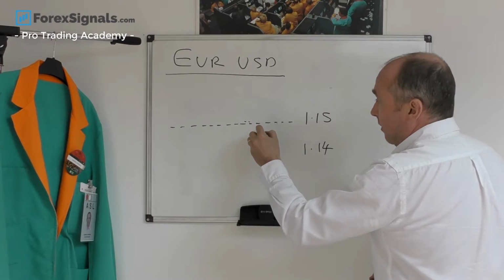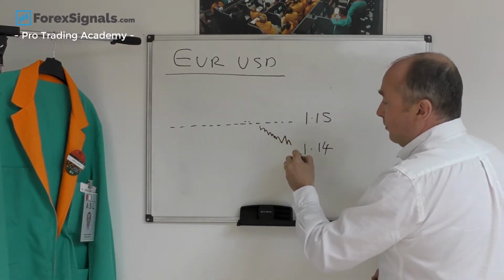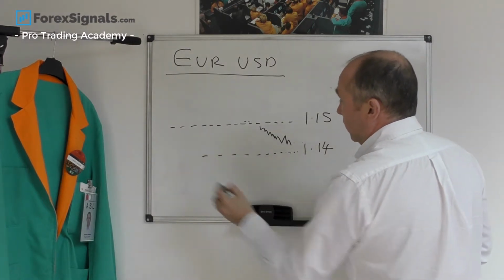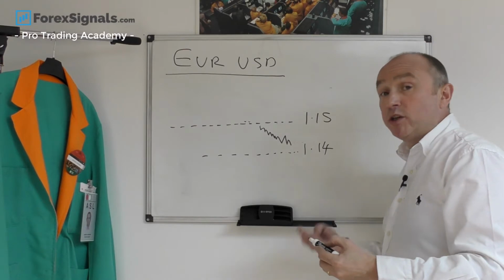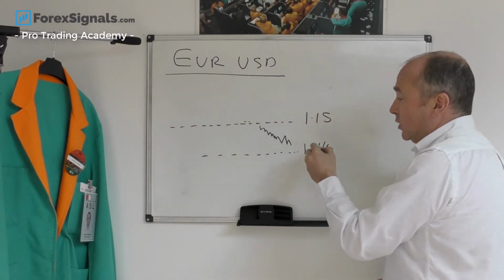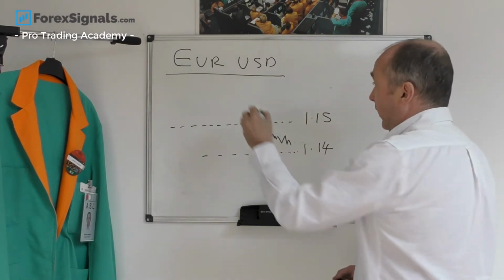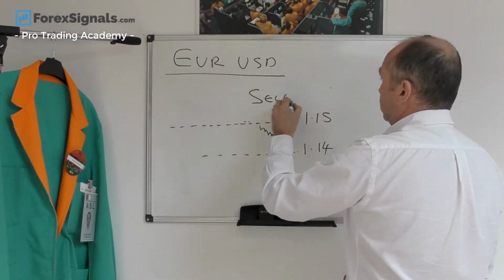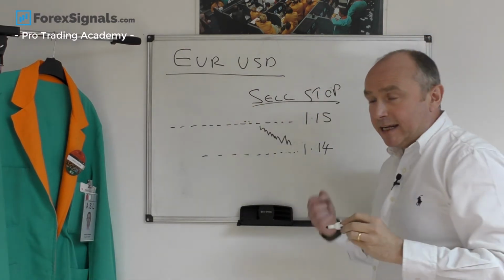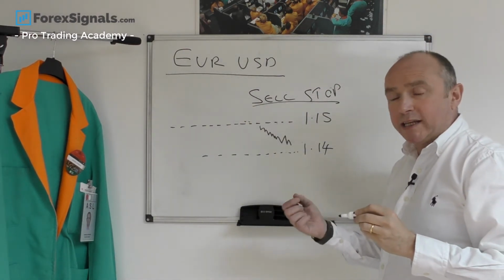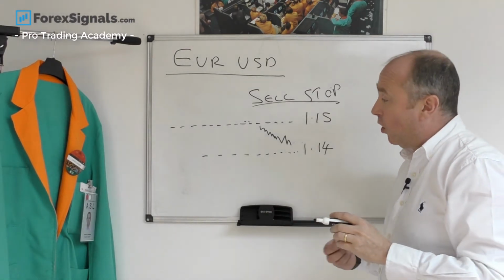So again, market's trading down. The moment it hits 1.14, your broker automatically executes the trade for you and you sell the Euro USD at 1.14. This is called a sell stop order. A sell stop. So you can see these sell stops and buy stops are great ways to enter the market when you need additional confirmation of the direction of the move.